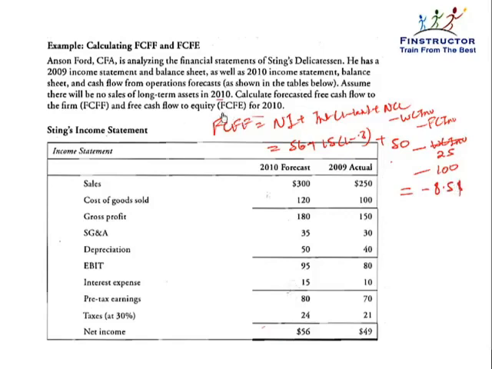The next part asks us to calculate the free cash flow to equity for 2010. So the free cash flow to equity can be estimated from the free cash flow to firm minus the interest times 1 minus the tax plus any net borrowing that we have done. Free cash flow to firm has been calculated as minus 8.5. Interest is an amount of $15, or 15 times 1 minus 0.3, plus any net borrowing that will again come from the balance sheet.